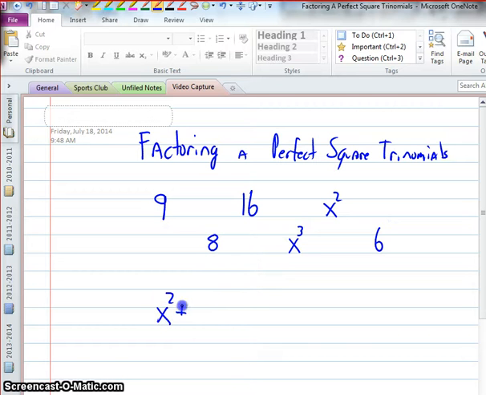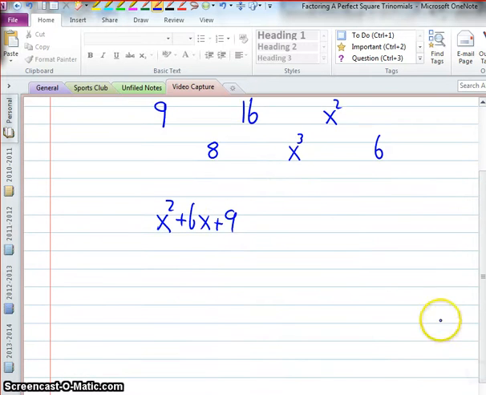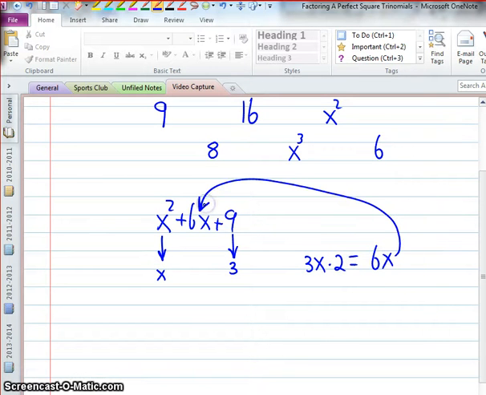So if I had x squared plus 6x plus 9. I know I just used a lot of fancy words, but the square root of x squared is x. The square root of 9 is 3. If I multiply those two things together, I get 3x. And if I double them, I get 6x. Well, that happens to be a perfect square trinomial.